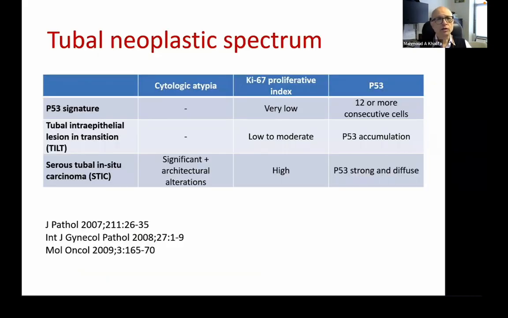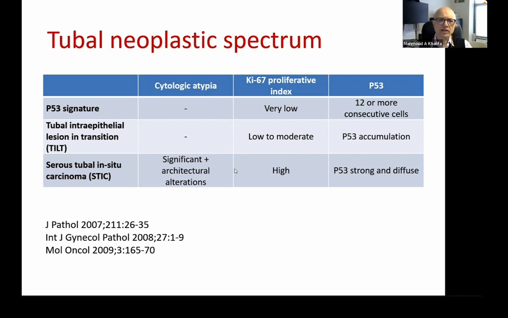All right, let us talk about tubal neoplasms and the spectrum. Of course, everybody's talking about this, and you have 3 steps: P53 signature, or tubal intraepithelial lesion in transition, or TILT, and serous tubal in situ carcinoma, or STIC. I am sure that you are diagnosing STICs now in your cases, and maybe some TILT. Is it important to distinguish TILT from STIC? Honestly, I don't think it is important. But I think it is important: if you see a STIC, you have to call it.